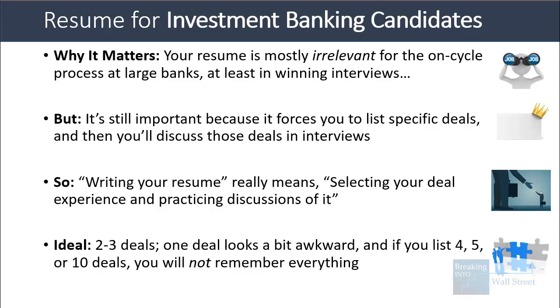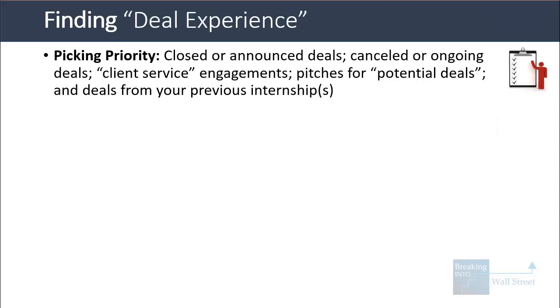Ideally, you will list between 2 and 3 deals. 1 deal looks a little bit awkward, and if you list 4, 5, or 10 deals, it's going to be impossible to remember all the details. Now, to find your deal experience, the best option, of course, is that if you actually have a closed or announced deal, you will list that.